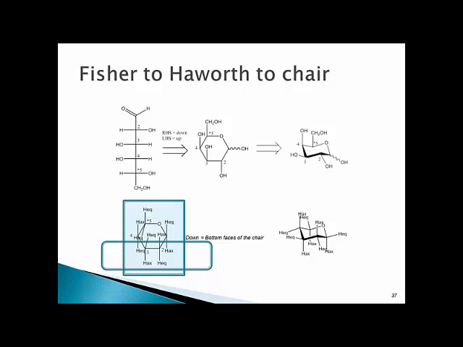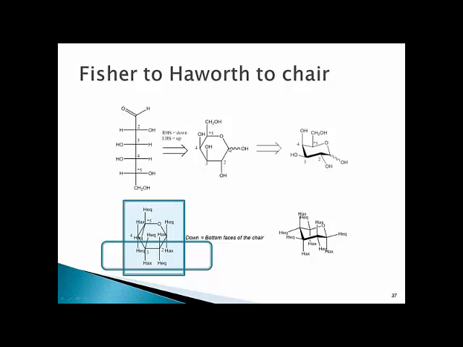So when we're looking at Fischer and we want to go to Haworth, we have to count our carbons. This one has an aldehyde at the top, so that's 1, 2, 3, 4, 5, 6 carbons. The reaction occurs between carbon 1 and the oxygen on carbon 5. So it's this one here and this oxygen there. They're going to cyclize to close the ring.